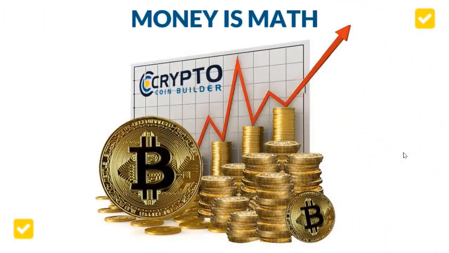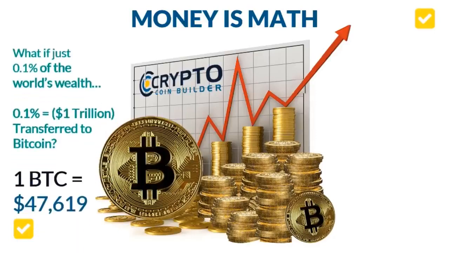So in that movie, we just experienced a quadrillion dollars. A quadrillion dollars has been invented in wealth out there. Well, let's just run some numbers here, because money, it's really just math. So what if just 0.1% of the world's wealth, 0.1% of a quadrillion is a trillion, if just this much money was transferred into Bitcoin, what would happen?